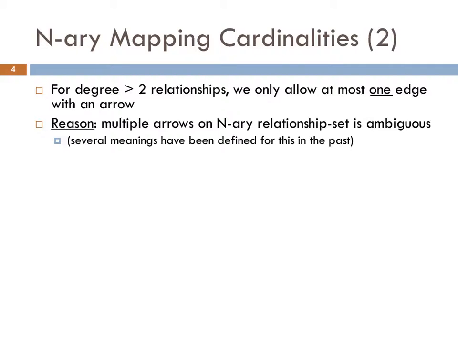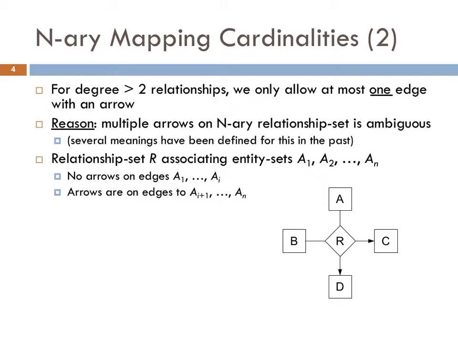The reason why we allow only one arrow, let's say not only one arrow, but at most one arrow, is because there's brain damage in the definitions for how we would understand multiple arrows. There have been at least two meanings defined, and I think that one of them at least is dumb, and the other one makes more sense, but since these multiple meanings are out there, we go ahead and just constrain ourselves to only one arrow.